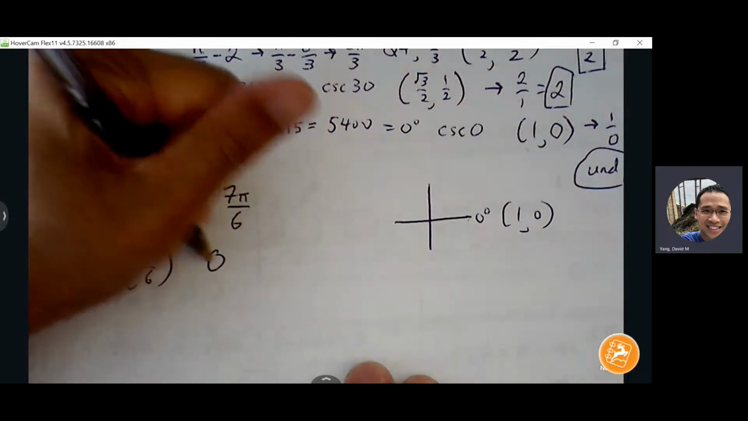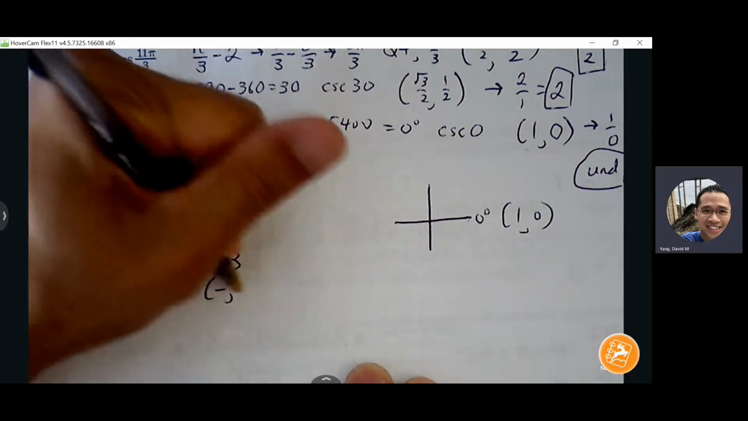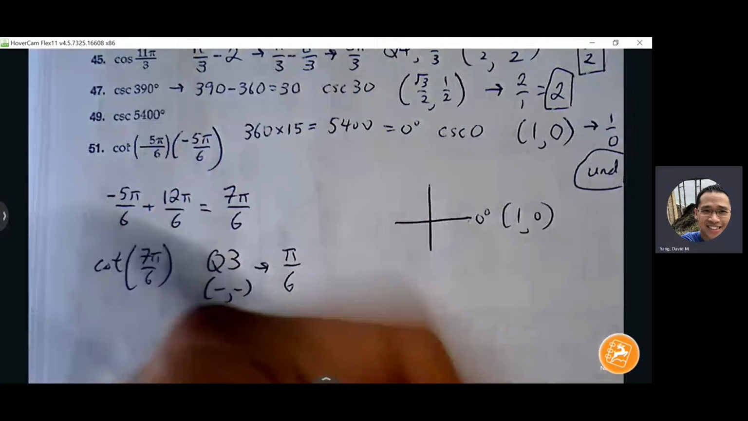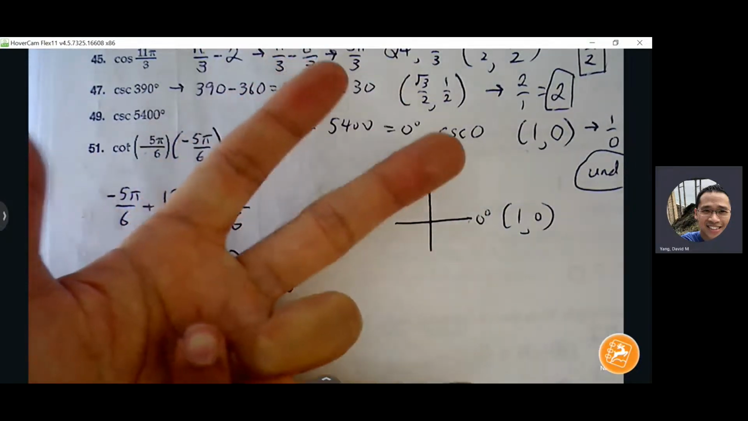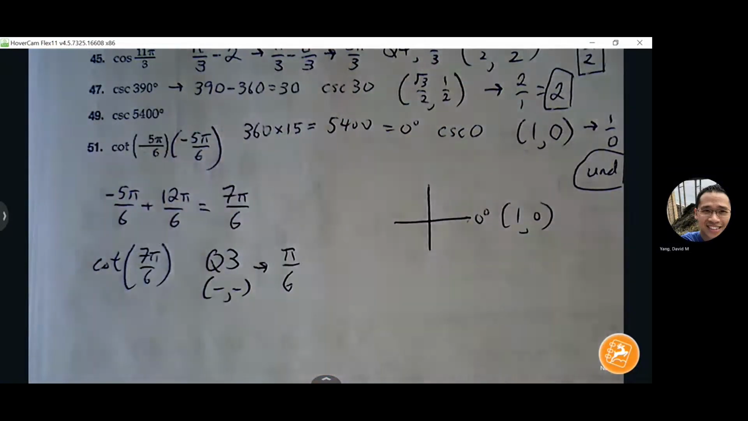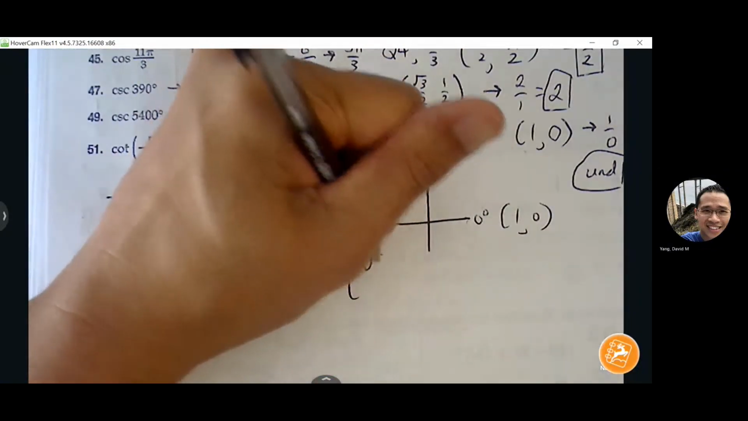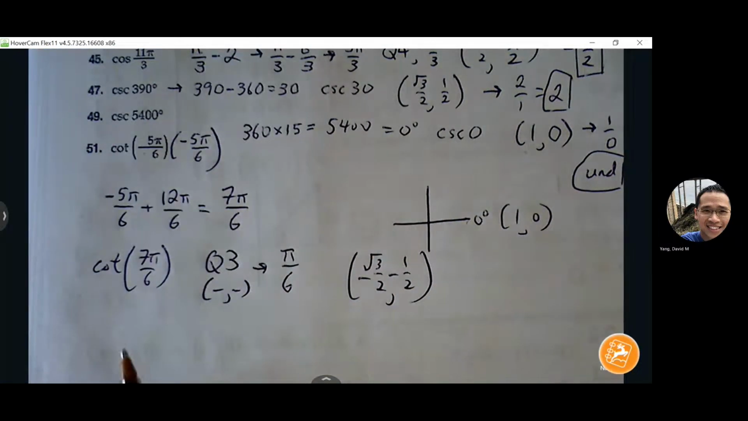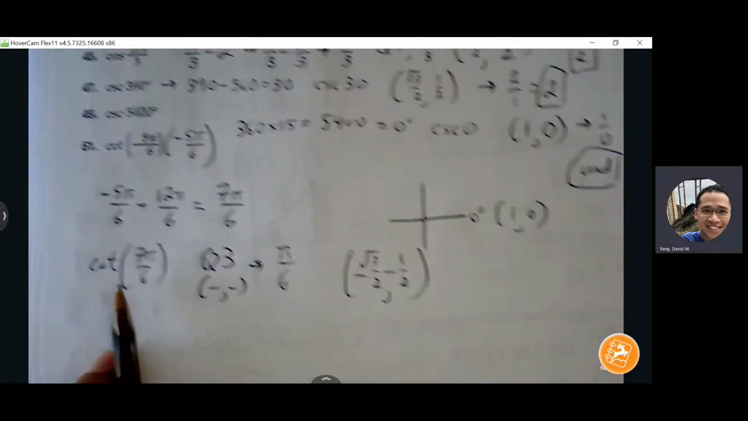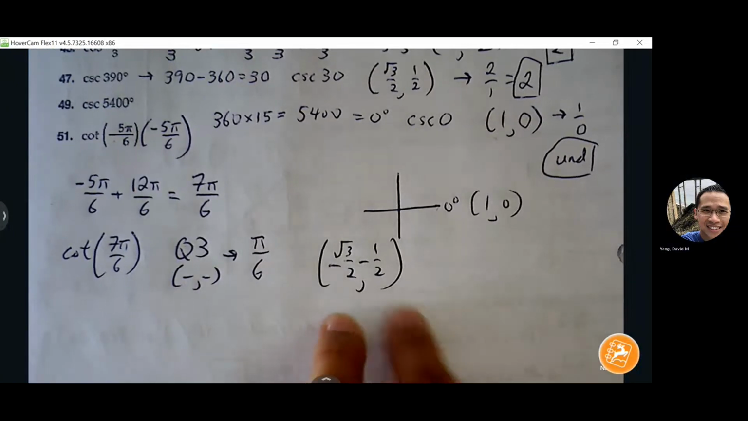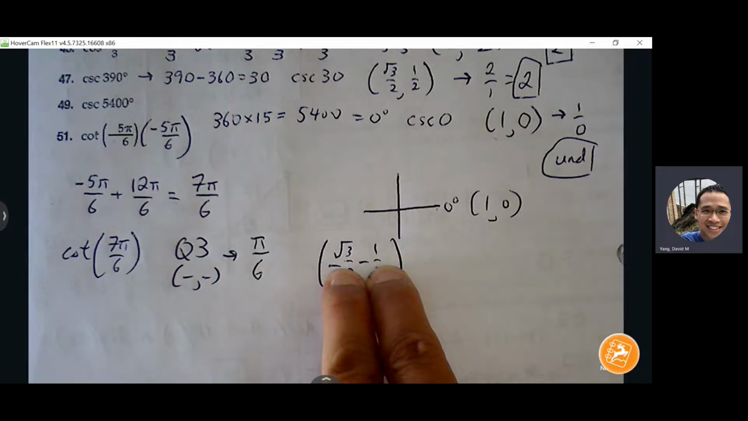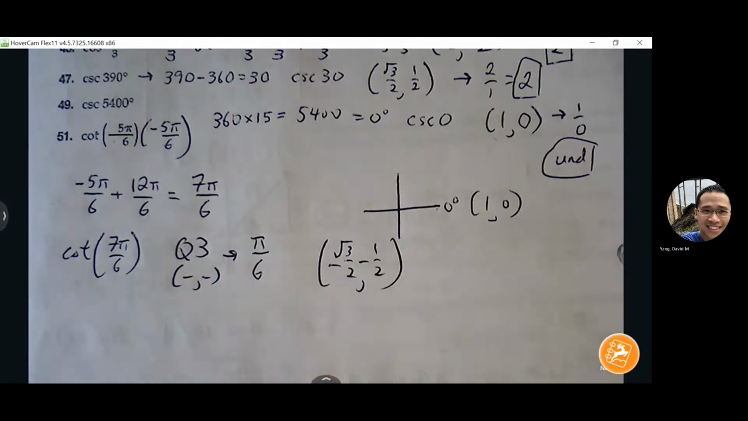We know this is quadrant 3. Sine is negative, cosine is negative. Reference angle is pi over 6, that's 30 degrees. Root 3 over 2, 1/2. Negative, negative. Cotangent. Okay, what's our strategy for cotangents? Cover up the 2, x over y. So negative root 3 over negative 1.